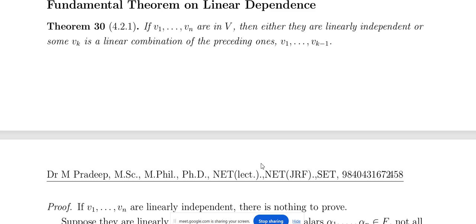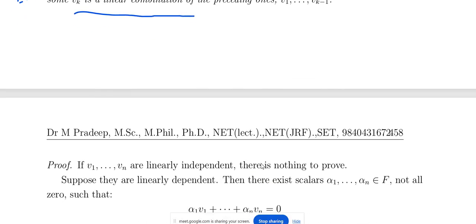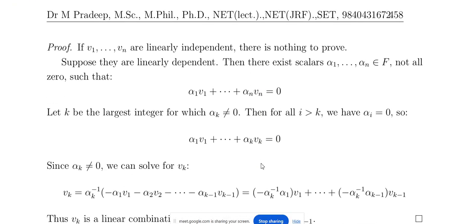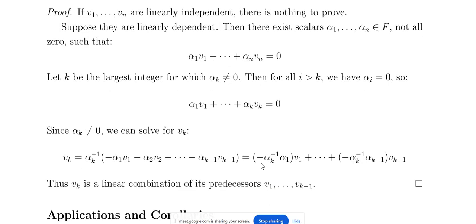And if v1, v2, ..., vn are in V, then either they are linearly independent, or some vk is a linear combination of the preceding ones. This is also a very important concept: either they are linearly independent, or some element is a combination of the preceding ones. Otherwise they are linearly dependent, and there exists a linear combination, not all 0.